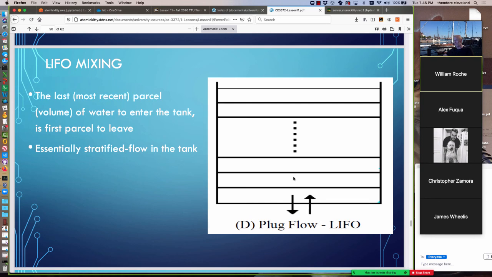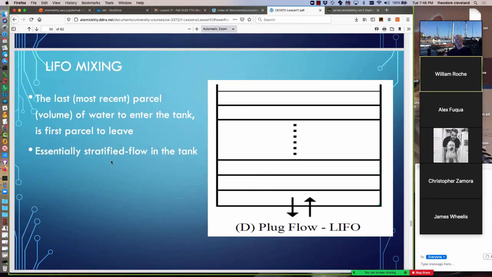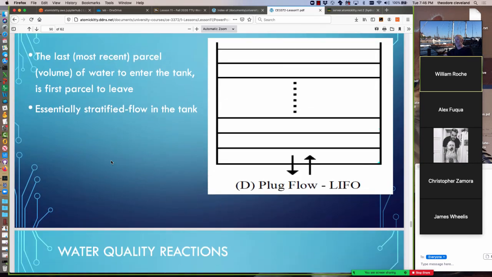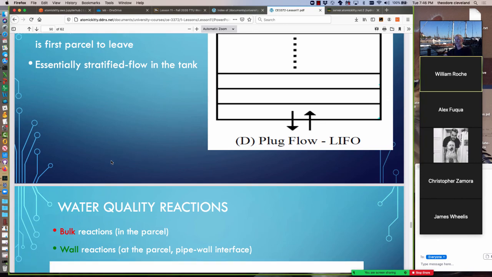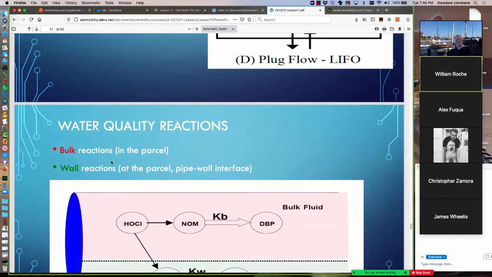The second bottommost layer leaves second, and it's the second to the most recent that came in, and so on. And this is a good mixing model to use when you're convinced that there's stratified flow behavior in the tank. So these are somewhat advanced concepts that I'll leave for you all to read on your own in the user manual and do some internet research.